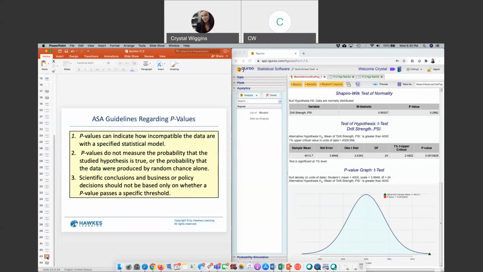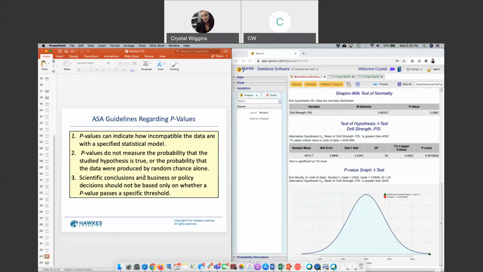Notes. This comes from the ASA guidelines regarding p-values. ASA is the American Statistical Association. It's national or probably worldwide. I actually think it's worldwide. P-values can indicate how incompatible the data are with specified statistical models. Honestly, these guidelines are just something to think about, but they're not something you need to memorize.